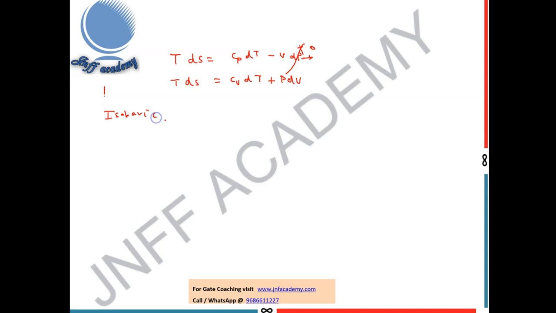Isobaric: dS/dT is equal to Cp by T, right? dS/dT is equal to Cp by T. Now because the change in pressure is 0, and similarly for isochoric, which is your constant volume, you can take the second equation where dV is equal to 0 because the change in volume is equal to 0.